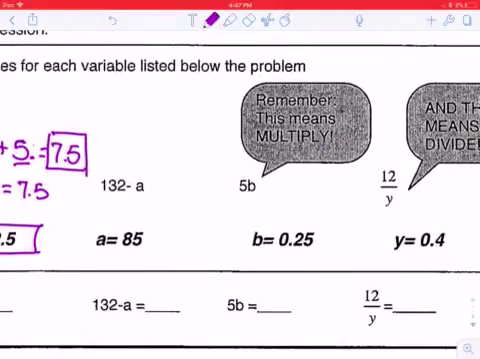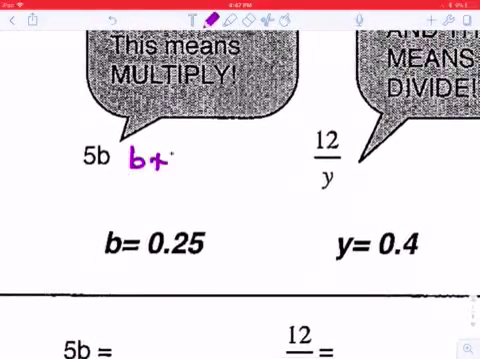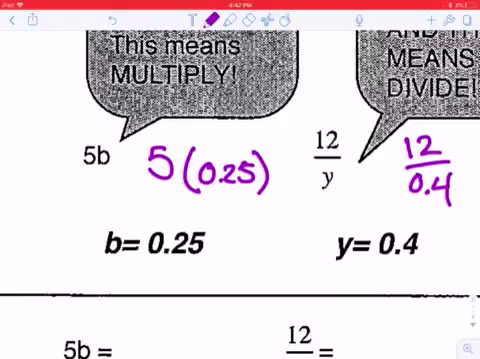All right, let's take a look at some others here. Something you might want to remember is that this means 5b. Essentially, it means that I have 5 b's added together. So b plus b plus b plus b plus b. But nobody's got time to repeatedly add the same thing, so that's why we invented multiplication. It means 5 times b, so 5 groups of 0 and 25/100. That's multiplication. And of course, this is division. This means 12 divided by y. And in case y is 0 and 4/10, it would look like that.